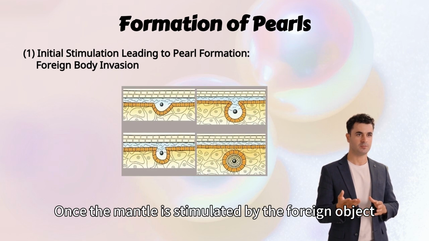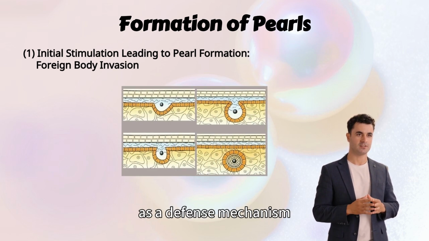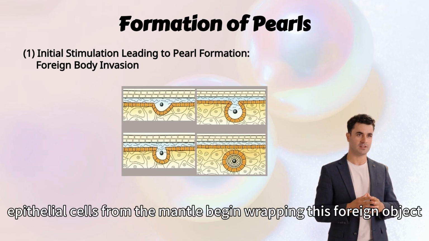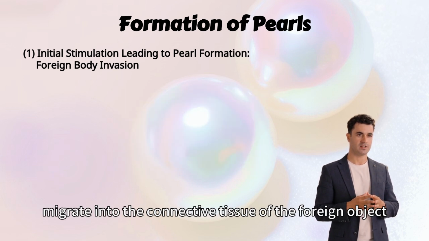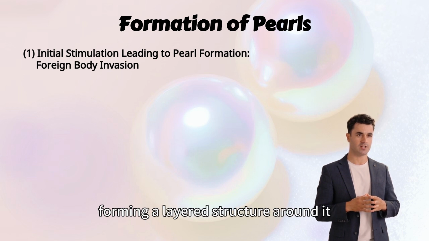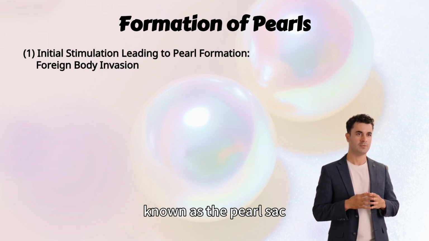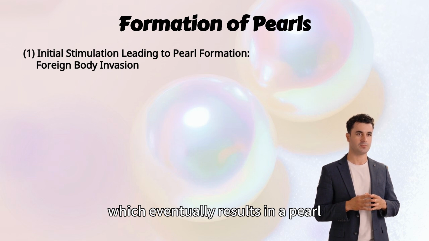Once the mantle is stimulated by the foreign object, as a defense mechanism, epithelial cells from the mantle begin wrapping this foreign object. Some epithelial cells migrate into the connective tissue of the foreign object, forming a layered structure around it, known as the pearl sac, which eventually results in a pearl.